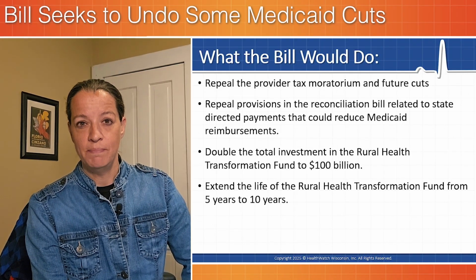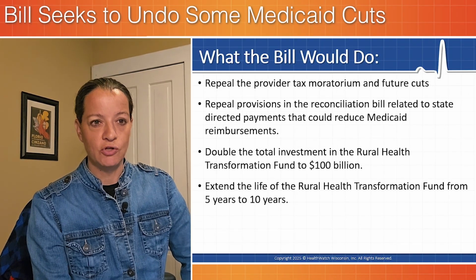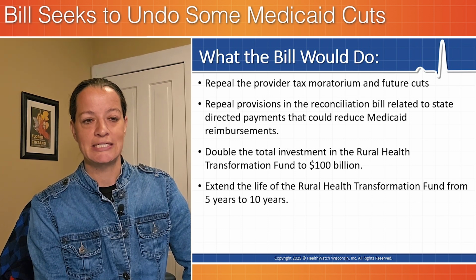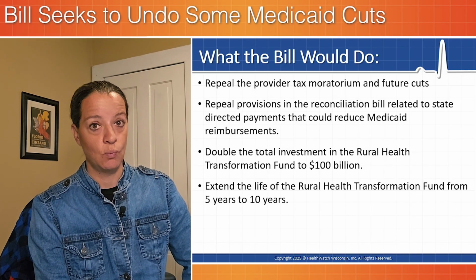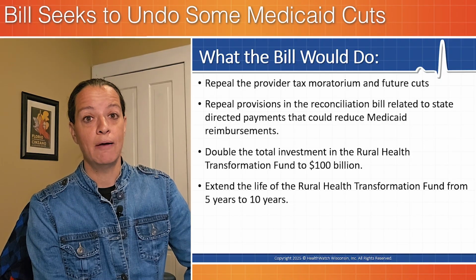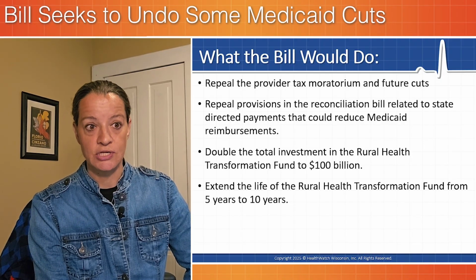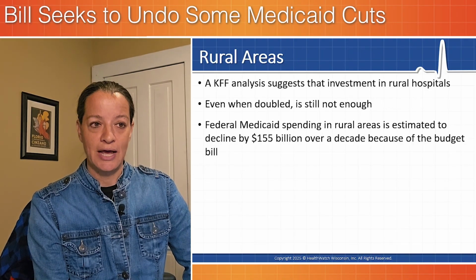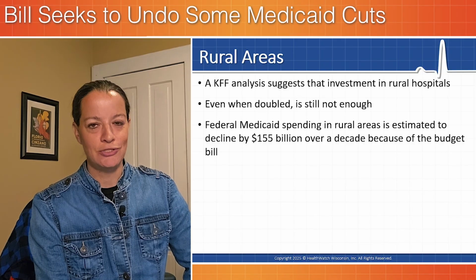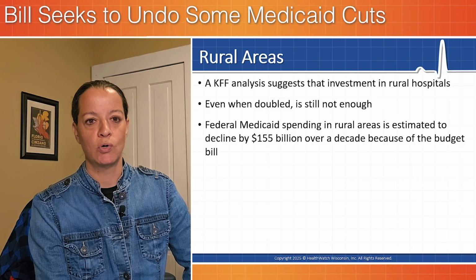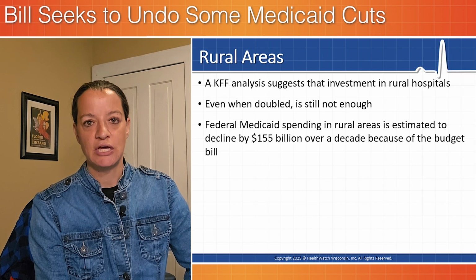those cuts. The bill that was just introduced would repeal the provider tax moratorium and future cuts, repeal provisions in the reconciliation bill related to state-directed payments that could reduce Medicaid reimbursements, double the total investment in Rural Health Transformation Fund from $50 billion to $100 billion, and extend the life of the Rural Health Transformation Fund from 5 years to 10 years. A Kaiser Family Foundation analysis suggests that's still not enough for rural hospitals. Even when that fund is doubled, federal Medicaid spending in rural areas is estimated to decline by $155 billion over a decade because of the budget bill.